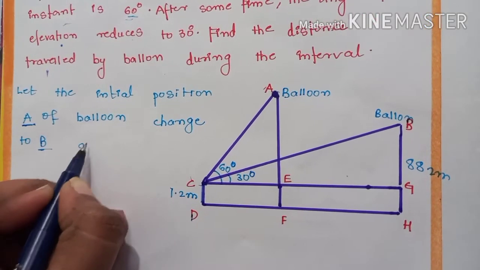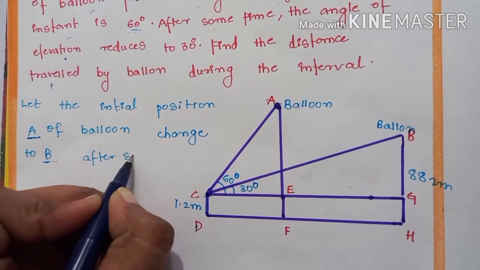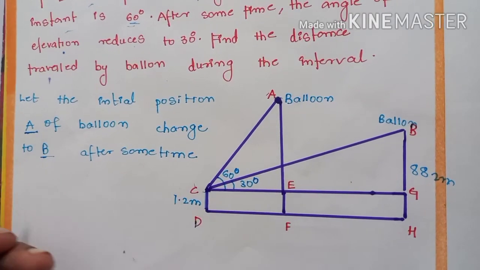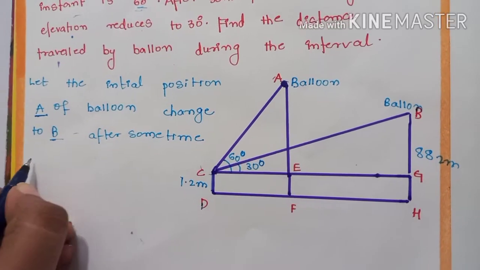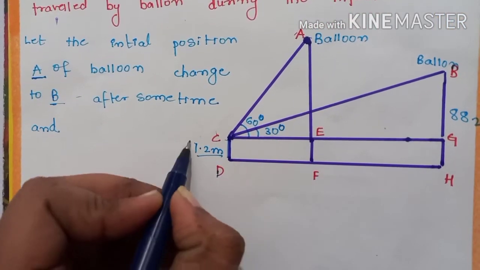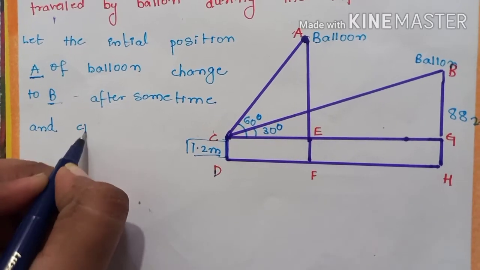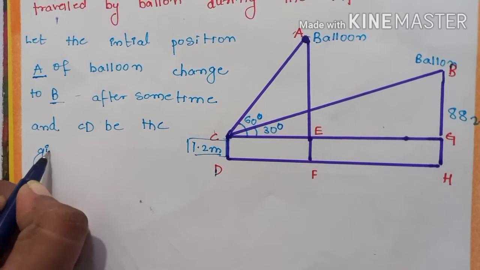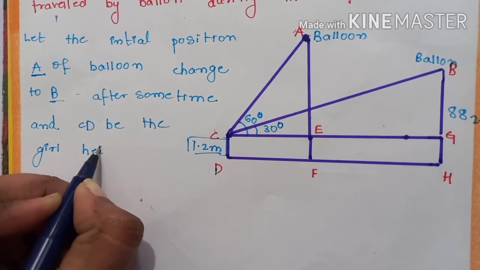So this change will be after some time, and here we have mentioned CD is the height of the girl. So CD be the girl's height.